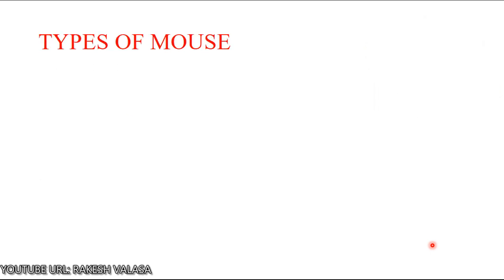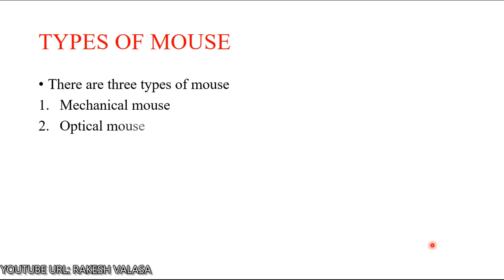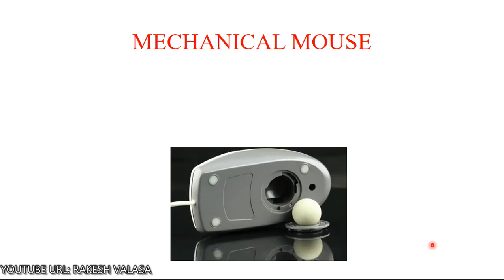Let us see the different types of mouse. Basically, we have three types of mouse. One is the mechanical mouse, the second one is the optical mouse, the third one is the wireless mouse. In the next slide, we will discuss these different types of mouse. Let us see the first one, the mechanical mouse.